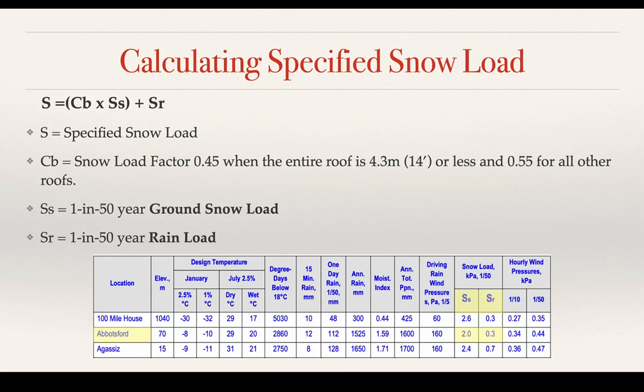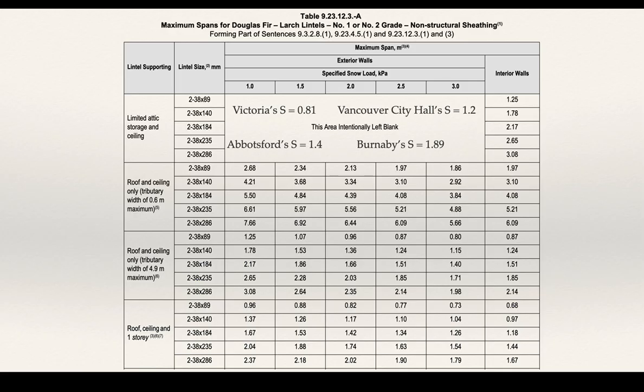So for an example, let's pick Abbotsford here. If we take Abbotsford, we would go CB times SS plus SR. So 0.55 is our CB times 2 plus 0.3, and we get a snow load factor of 1.4. Now you might be thinking, great, now I have 1.4, what do I do with that? Well, we're going to take it over to this chart. Depending on how much load we're picking up here, 1.4 is too big to fit in the 1.0 column, but it does work in the 1.5 column. So Abbotsford being 1.4, we can put that in the 1.5 column.